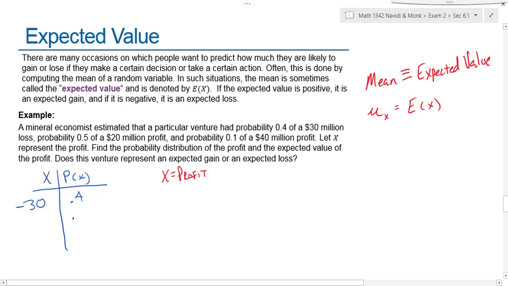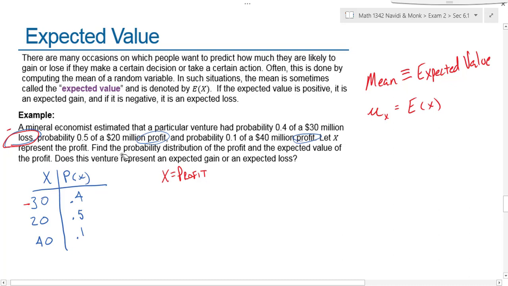There's a 0.4 chance of a $30 million loss. And if you lose money, that's not a profit, it's a negative. Then there's a 0.5 probability of what? What will X be for the 0.5 probability? 20. Is it positive or negative? Positive because it's a profit. Negative when it's a loss. All right, and then the last probability, we've got to have one more because this doesn't yet add up to 1. It's 0.9, so I need a 0.1. What has a probability of 0.1? A $40 million profit, so that's going to be positive. The losses are negative, the profits are positive. So that's why this negative is right here on the 30, because it's a loss.